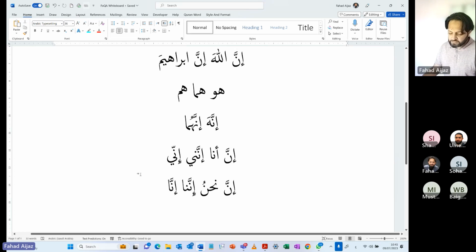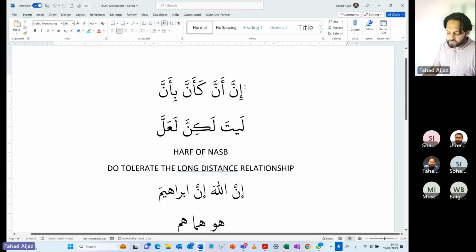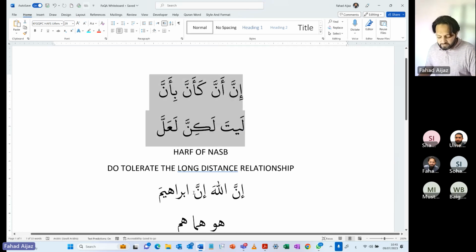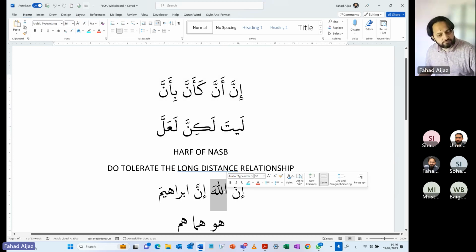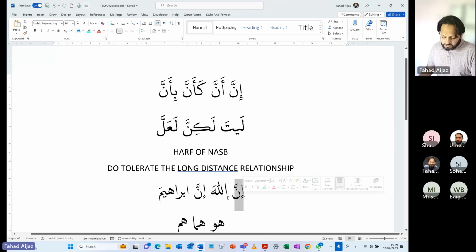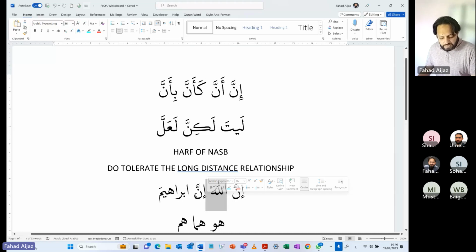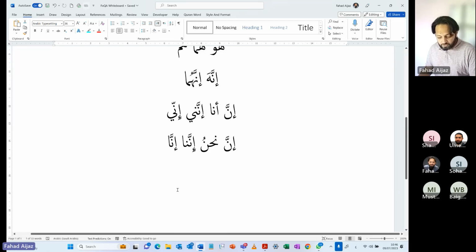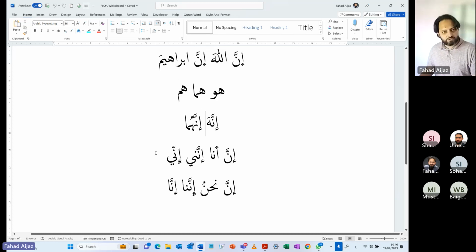So inna, in this case, these hurufs are called harf nasabs, and the ism they make nasab is called ismuha, or just its ism. So inna is the harf nasab, and the word Allah is its ism. Inna is harf of nasab, and the word Ibrahima is its ism. Just like in a pronoun, inna is harf of nasab, and the pronoun ha is its ism, and so on. And that's what the harf of nasab fragment is. Clear? Any questions? Anything unclear on this?